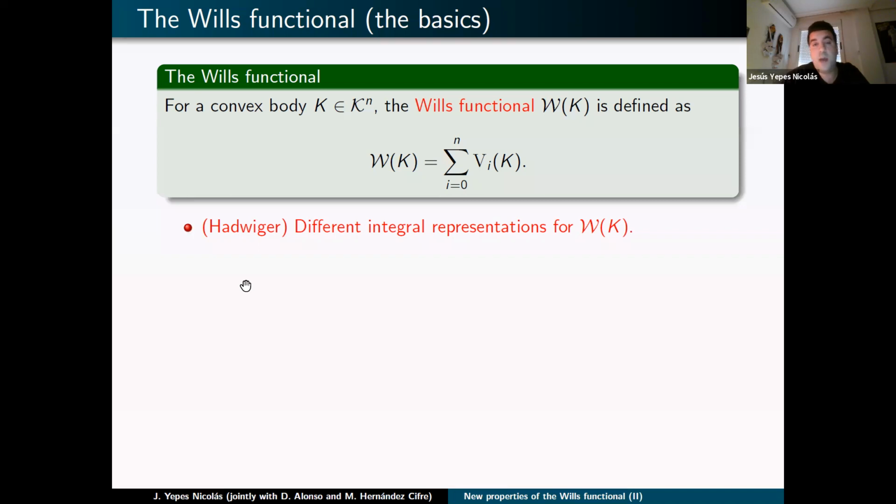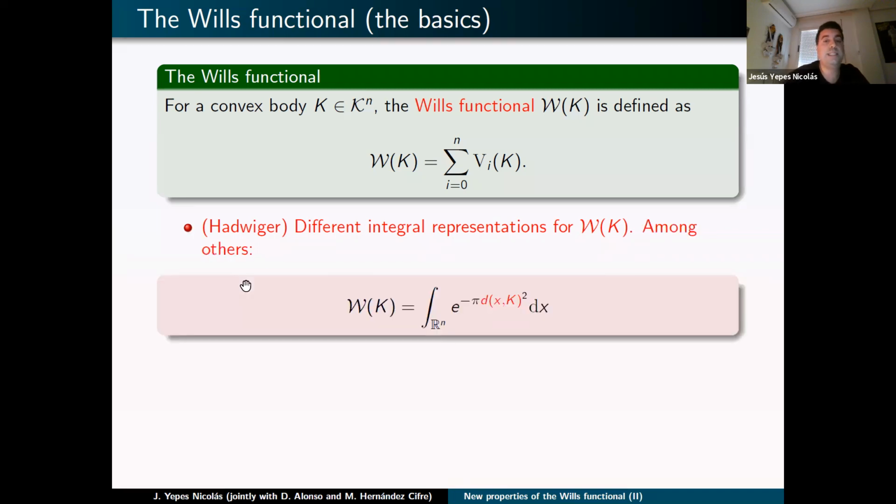But among all of them, I will focus on some integral representations of it that were given by Hadwiger around 50 years ago. Especially the following one: the Vis functional of a convex body K can be obtained as the integral of the negative exponential function of pi times the Euclidean distance between x and the convex body K, squared.